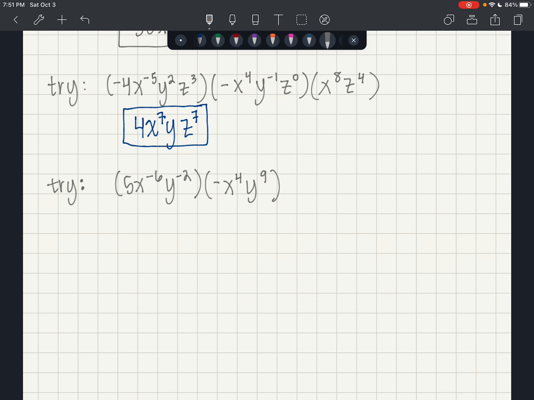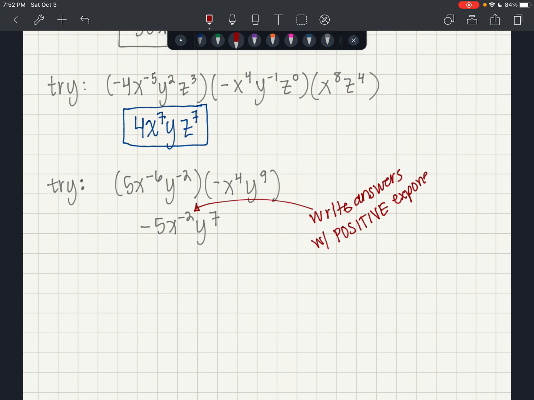Now, if you are back and you got negative 5, x to the negative 2, y to the 7th, you have to go one step further. You need to write your answers. Always write your answers with positive exponents only. So our final answer would be negative 5y to the 7th over x to the 2nd power.